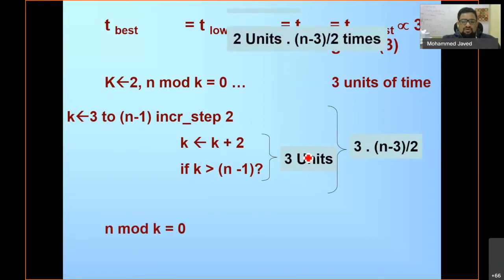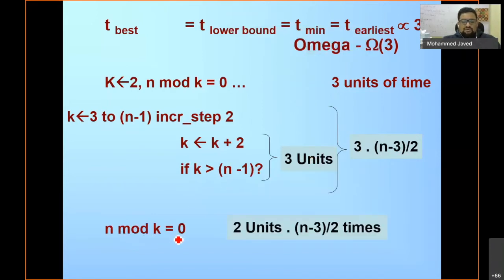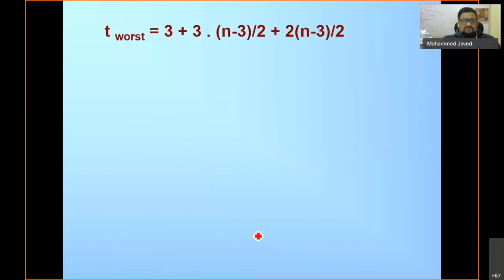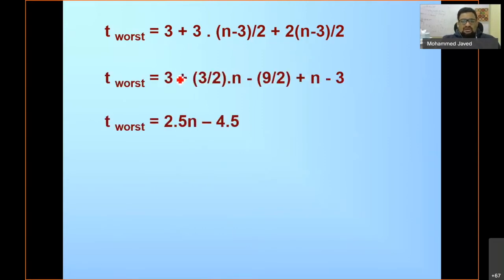Now on the other hand, if n mod k equal to 0, it takes 2 units of time, and how many times is it repeated? It is repeated n minus 3 divided by 2 times, right? So let us add this up and get the worst case time complexity of this algorithm. Simply T worst is equal to 3 plus 3 into n minus 3 divided by 2 plus 2 into n minus 3 divided by 2, right? So now we get T worst is equal to 2.5 n minus 4.5.